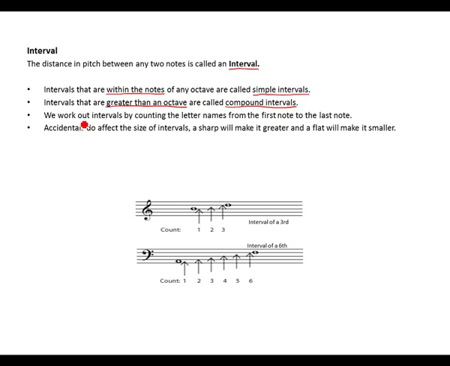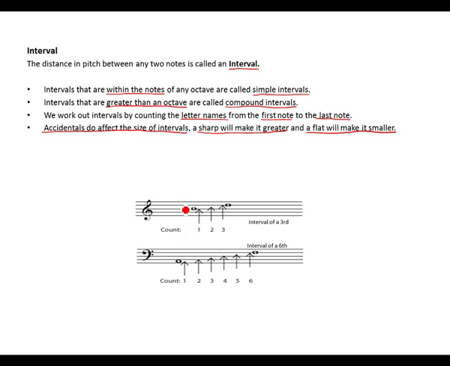We work out intervals by counting the letter names from the first note to the last note. Accidentals affect the size of the interval. A sharp will make it greater and a flat will make it smaller. Sharps make our intervals greater, flats make our intervals smaller.